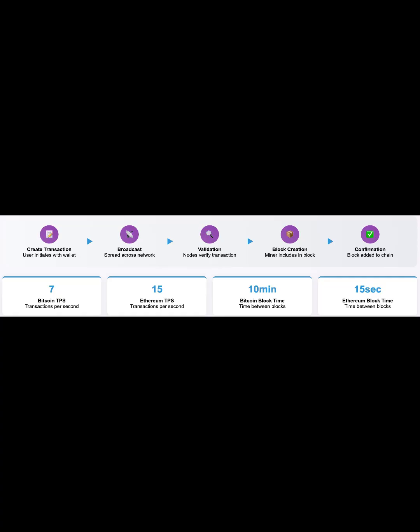Step 3. Block creation. Miners or validators select transactions from the memory pool. They organize these transactions using that Merkle tree structure we talked about and create a block header with all the necessary metadata. Step 4. Consensus process. Now comes the competition. In proof of work, miners race to solve the cryptographic puzzle. The winner broadcasts their solution to the network.